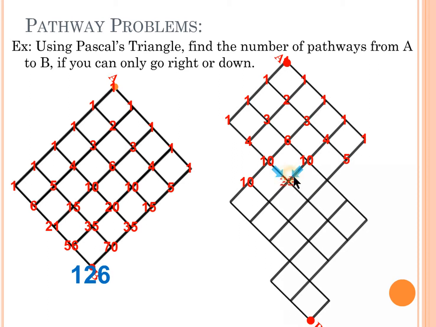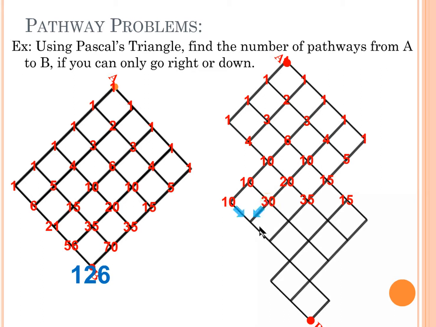10 plus 10 will be 20. 10 plus 5 will be 15. This will also be 10. And then 10 plus 20 will be 30. 20 plus 15 will be 35. And if there's 15 ways to get to this point, and if there's only one point from here to here, in order to get through here, you must go through that point. So if this is 15, this also has to be 15.